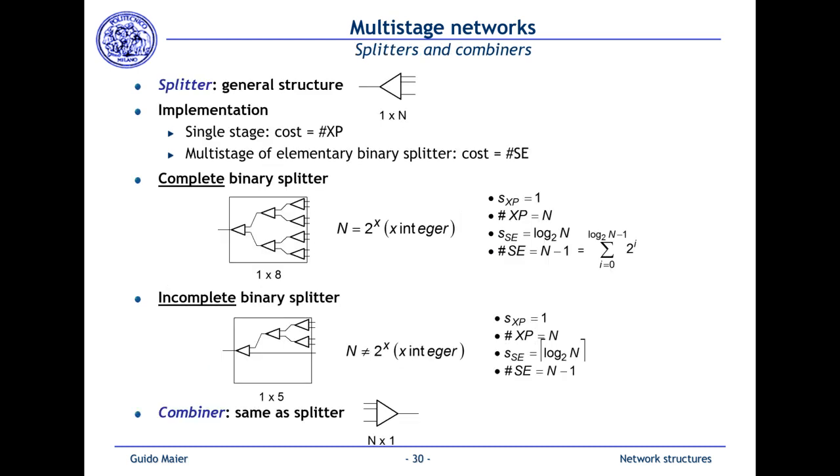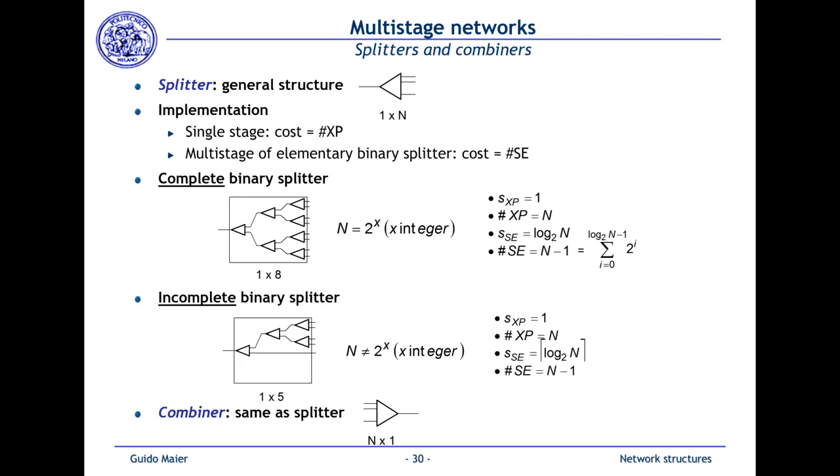So let us start with the basic element of the splitter. So the splitter is a 1 by n switching matrix. How can it be implemented internally? This is a way to understand what is the cost of a splitter element in terms of number of cross points or number of switching elements.